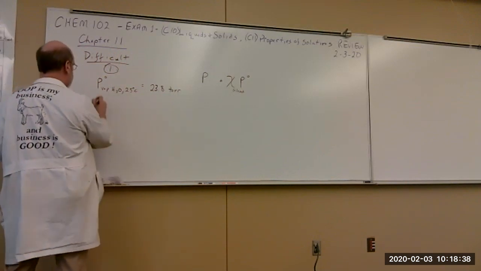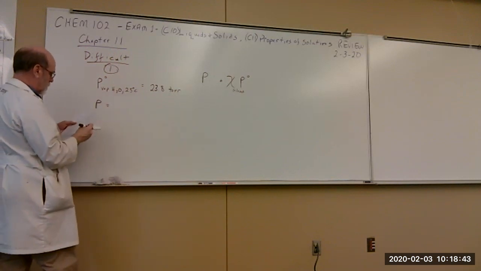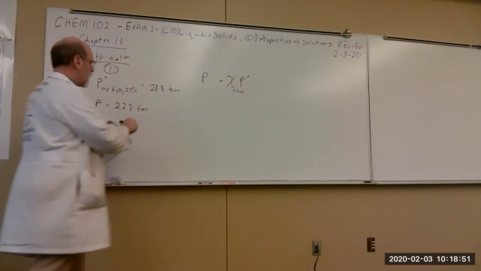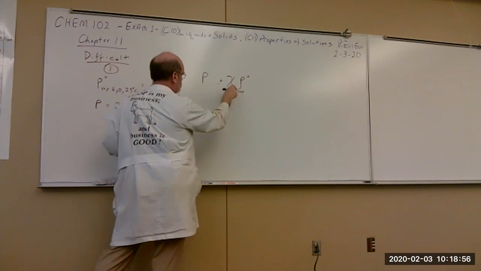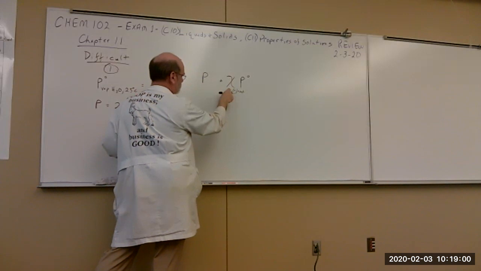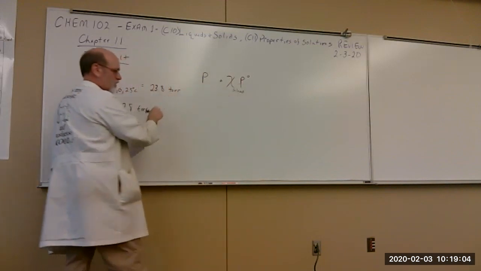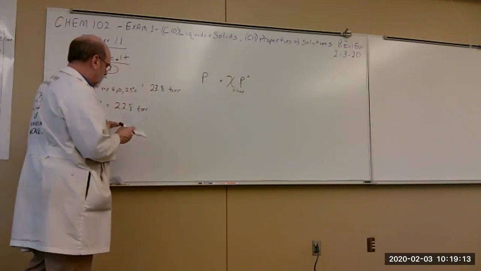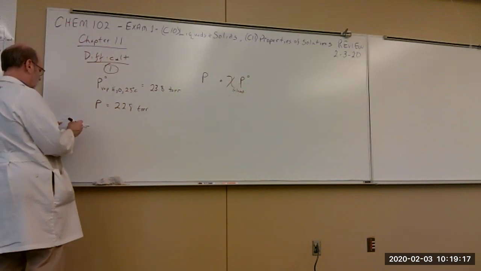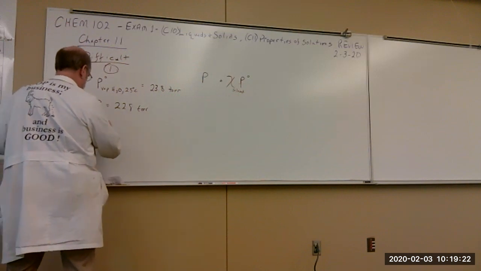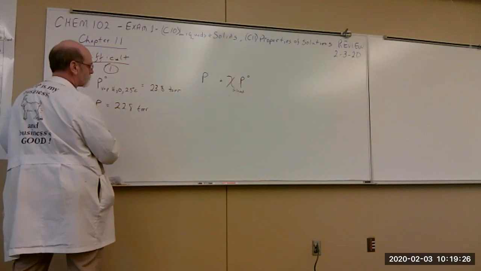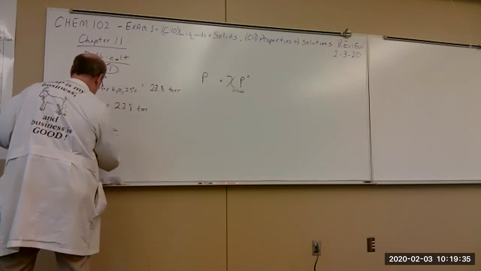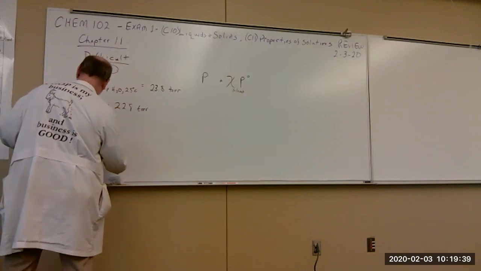All right, so what's our target? So this is P0. P, the actual, is 22.8. That's what we're looking for. And since this divided by that equals that, put this over here, then the torrs are going to cancel, so we don't have to change to atmospheres. We can eliminate that step. Then the question becomes, determine the mass of glucose needed to add to 500 grams of water. So the concentration we want is mass glucose per 500 grams of water.